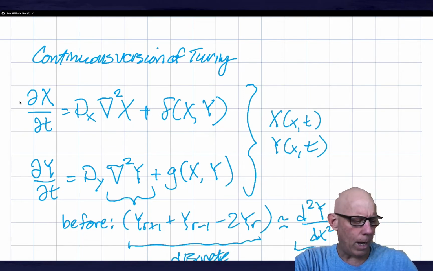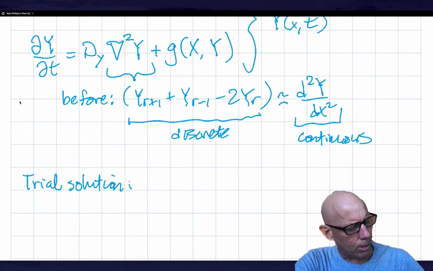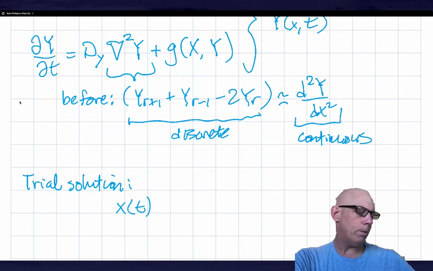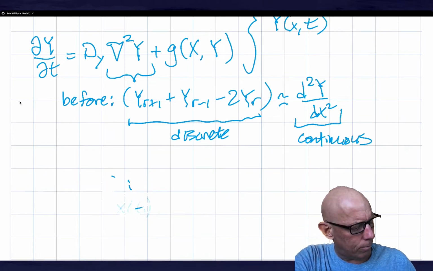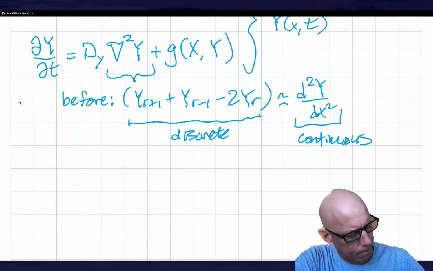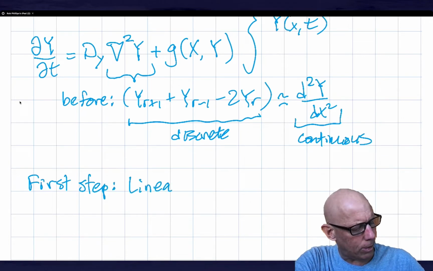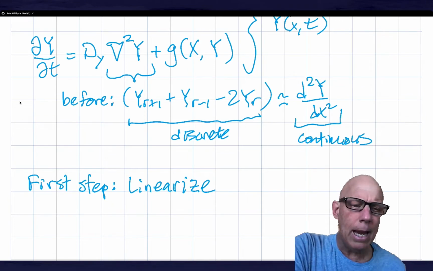So what do we do now? What we're going to do is advance trial solutions just like we did in the past. And the trial solutions are going to be of the form x of t. So first let's linearize. Sorry about that. So first step is linearize. So we're once again engaged in asking the question, are the fixed points stable?